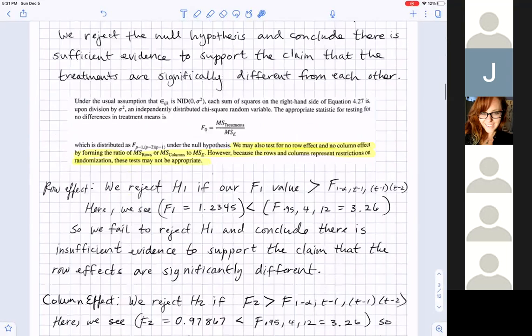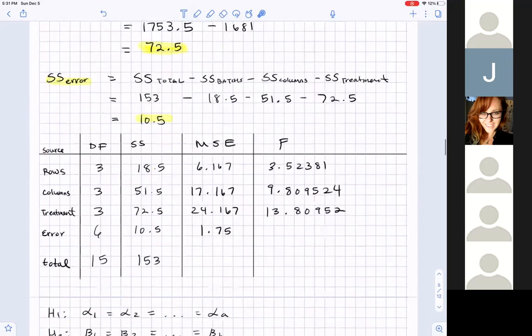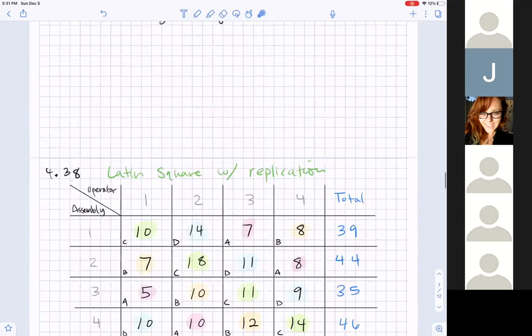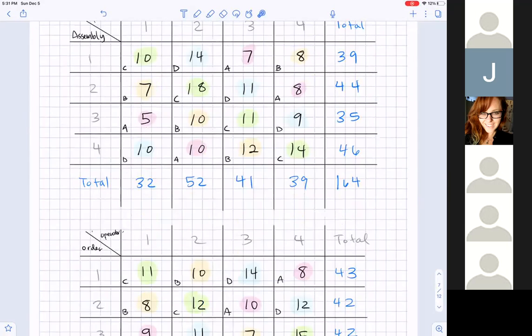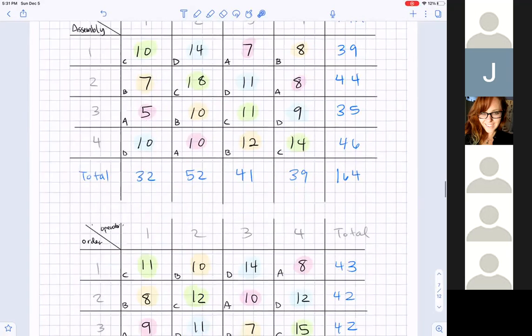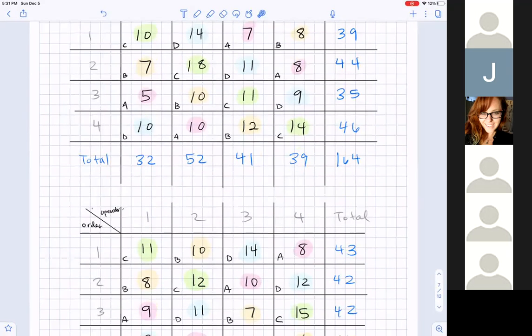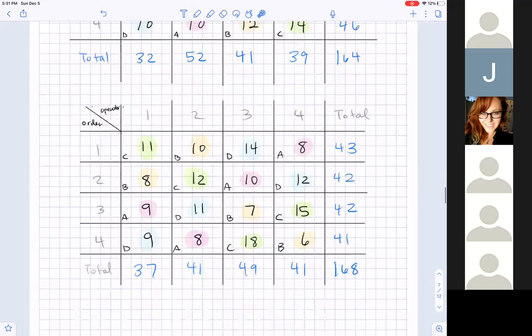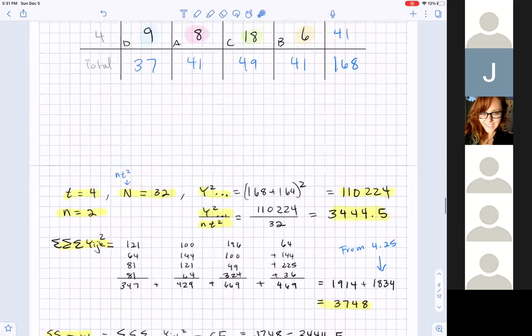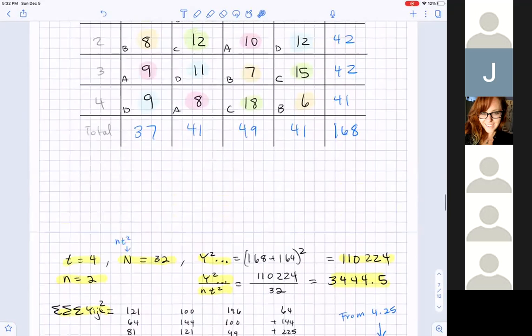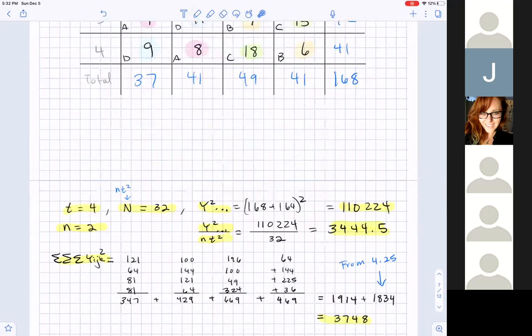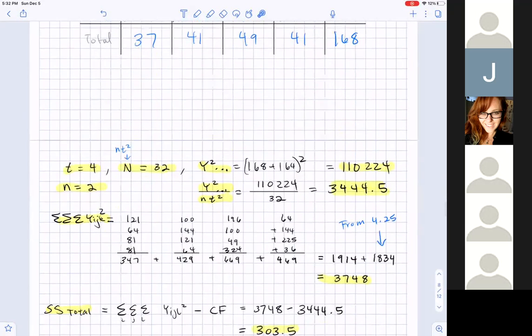And then in the replications version, let's scroll down to that one. Here we go. So you do the same thing as you would for the regular Latin squares, but this time, when you do your y dot a, you would actually be adding all of them together. So I basically used it from the top one. I did the same thing again, just for the second table.